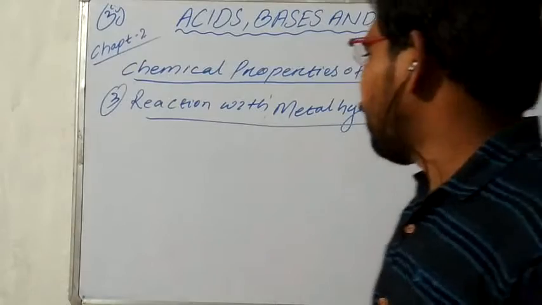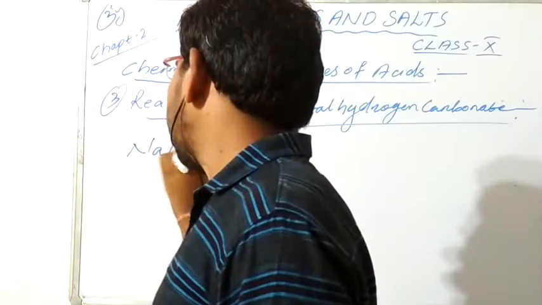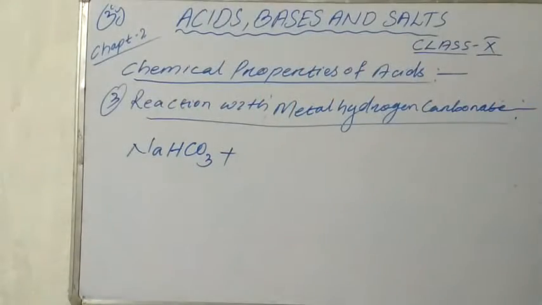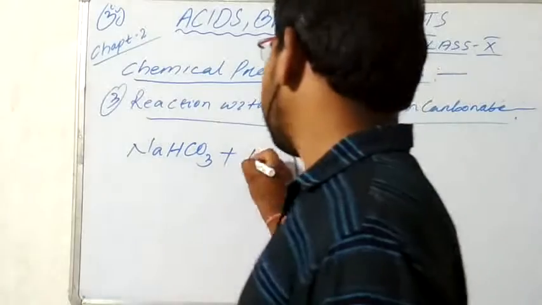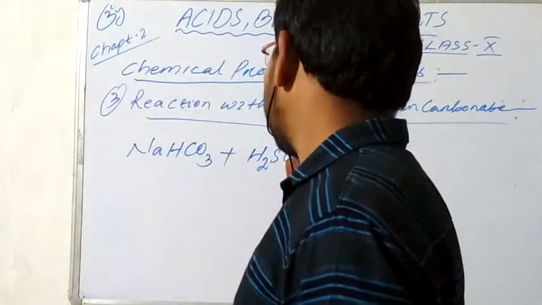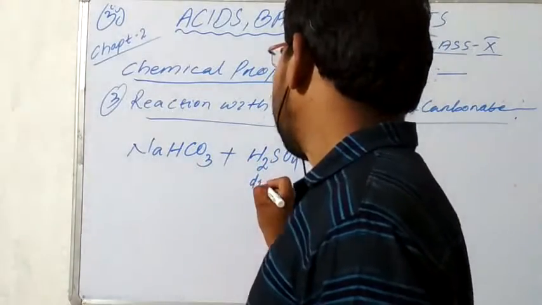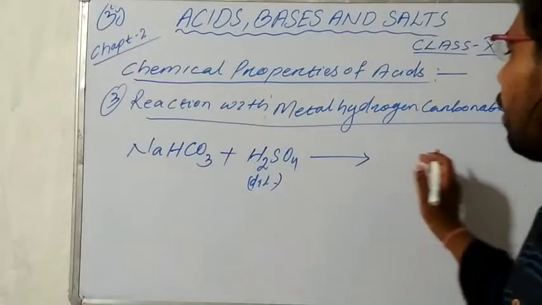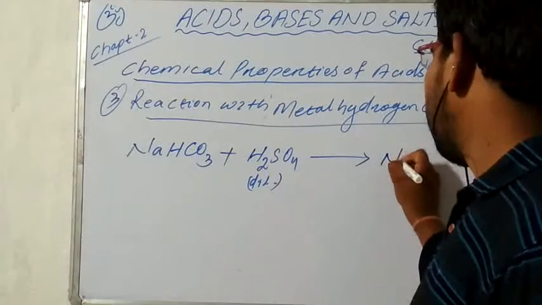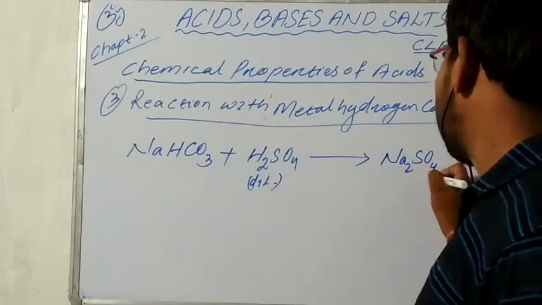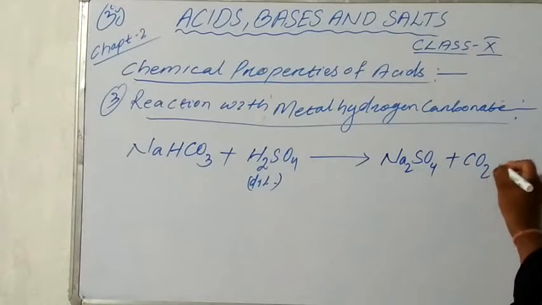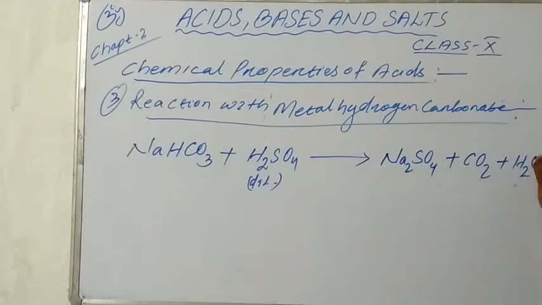Sodium bicarbonate has the formula NaHCO3. This is one example of a metal hydrogen carbonate, and it reacts with dilute sulfuric acid, H2SO4. Then what is formed on the product side? First the salt is formed, sodium sulfate Na2SO4, plus carbon dioxide gas CO2 is released, plus water H2O.